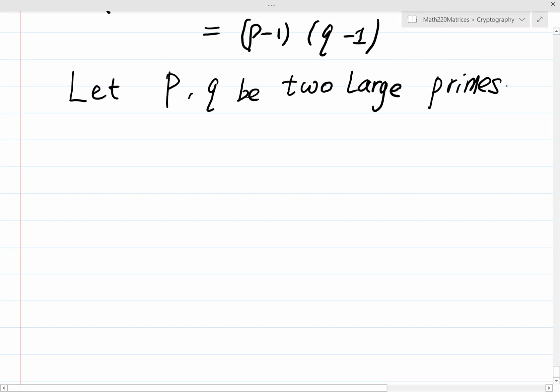Fact: if we have two primes, let N be P times Q. Multiplication of these big primes is very easy. You can use a computer. That's very easy to compute.